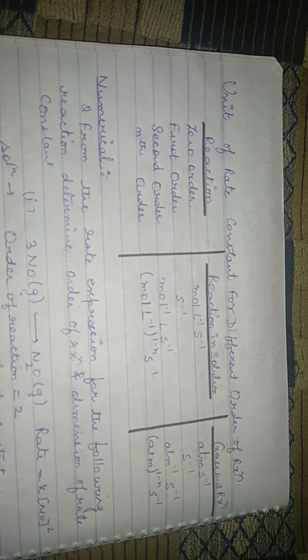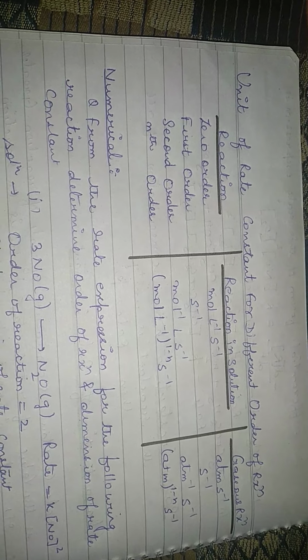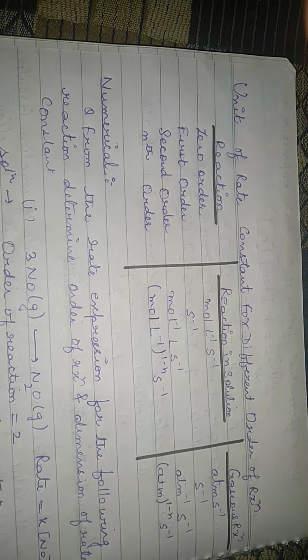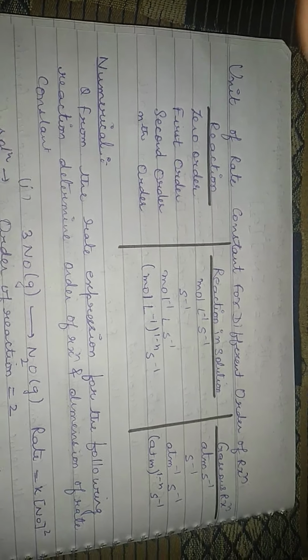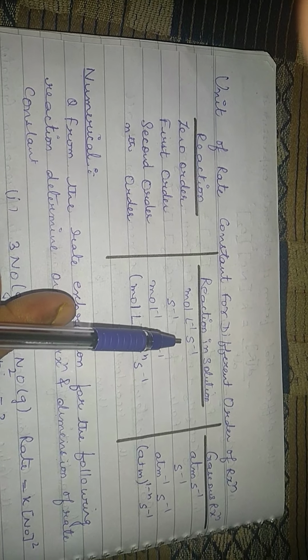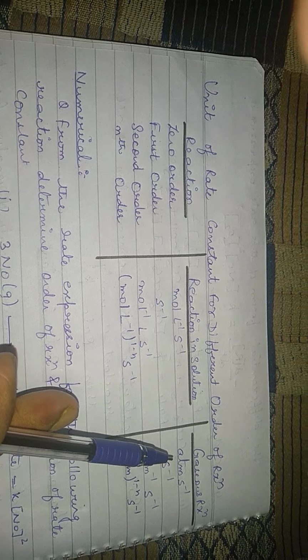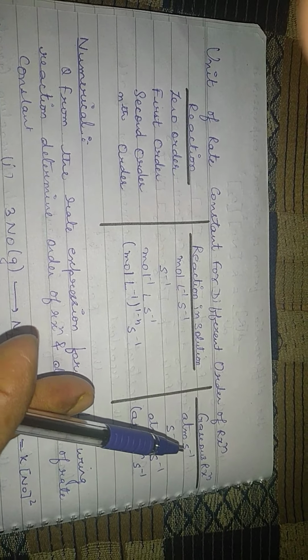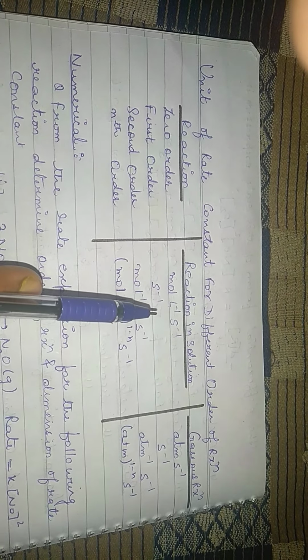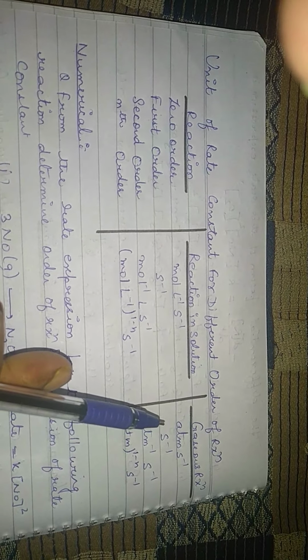Now coming on to the unit of rate constant for different orders of reaction. Here I have written the rate constant units, whatever be the order of reaction. For zero order reaction, it is mole per liter per second, and if it is gaseous, then atmosphere per second. For first order reaction, the unit of rate constant is second inverse, and for gaseous reaction also it is second inverse.